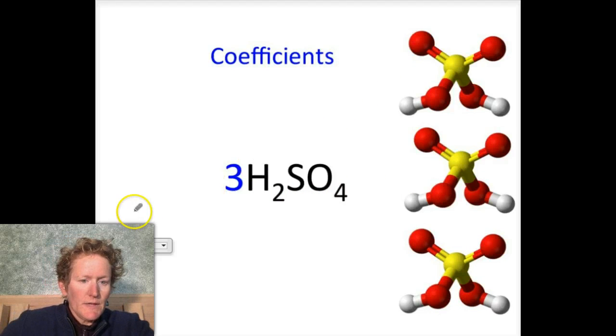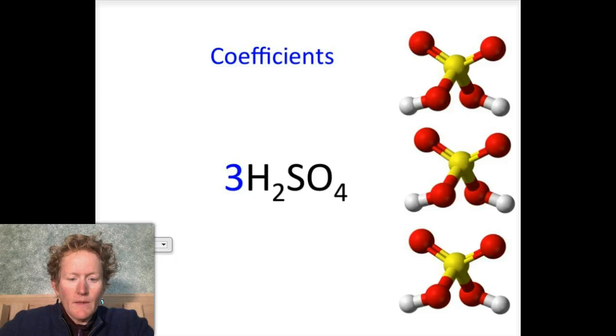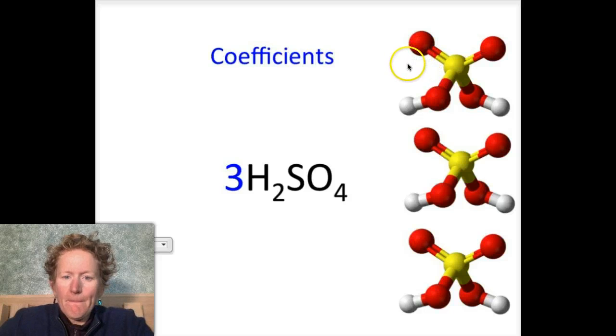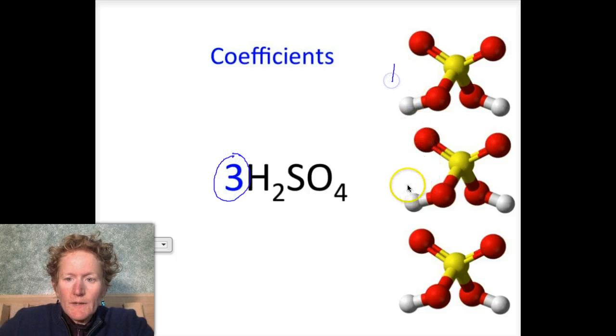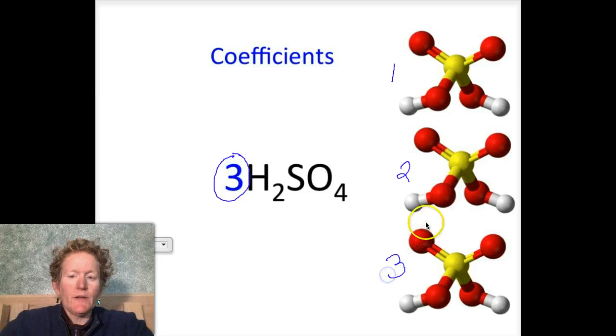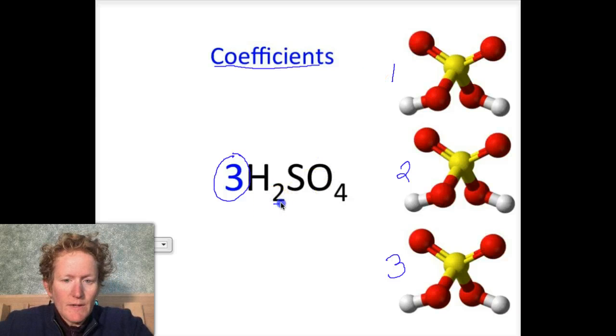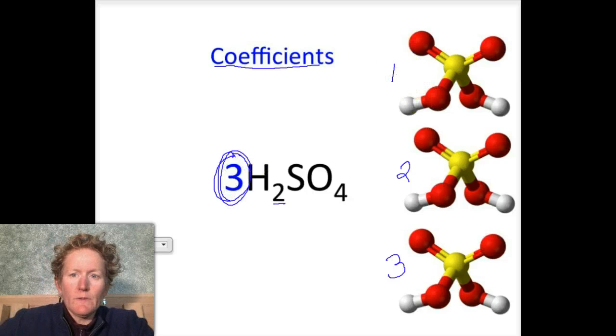Now, sometimes we're going to see a coefficient written on a number. That coefficient represents how many of the molecule of that compound are present. In this case, the 3 here represents 1, 2, 3 sulfuric acid molecules. So if it's in front here, it's a coefficient and it represents how many molecules. It's different than a subscript, which is the number down here. A coefficient is this number out in front, and it represents how many molecules.